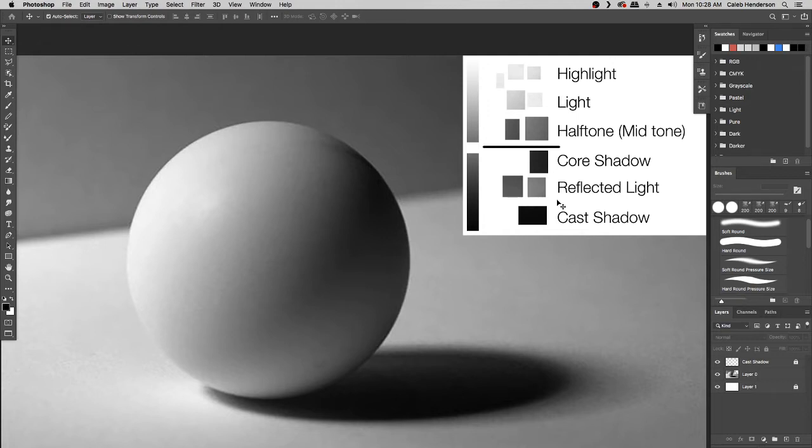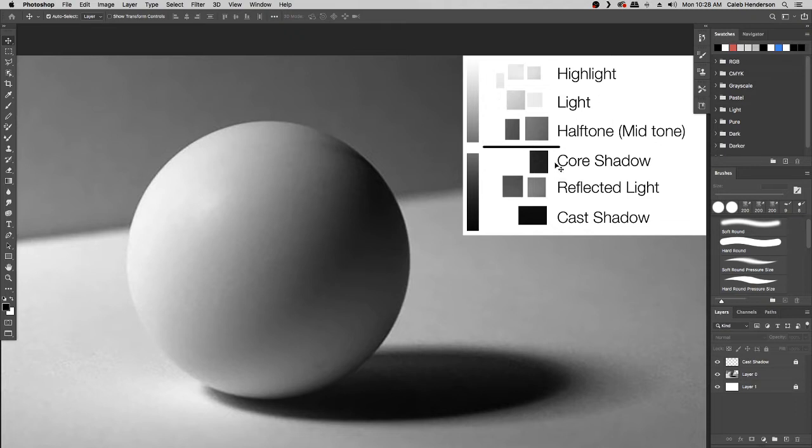Now, yes, you can break this rule, particularly when you start using color, you can get away with quite a lot. But for now, for beginning, for starting to render, for starting to think about light and shadow, this is a good structure to keep in mind.